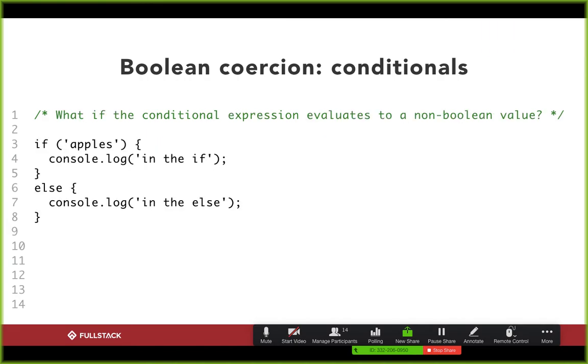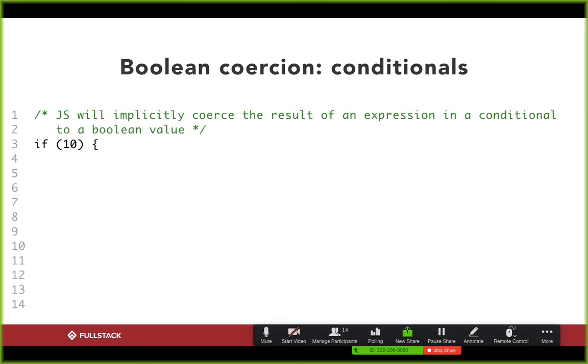Similarly, if I just put in the string apples in there, well, same thing, right? The conditional says, I don't care what you give me. I'm going to coerce it into a Boolean. And when it coerces the string apples into a Boolean, it gets back true. And so therefore we go into our if statement and we print out what's on line 4, which is in the if. Obviously, the converse also applies there.